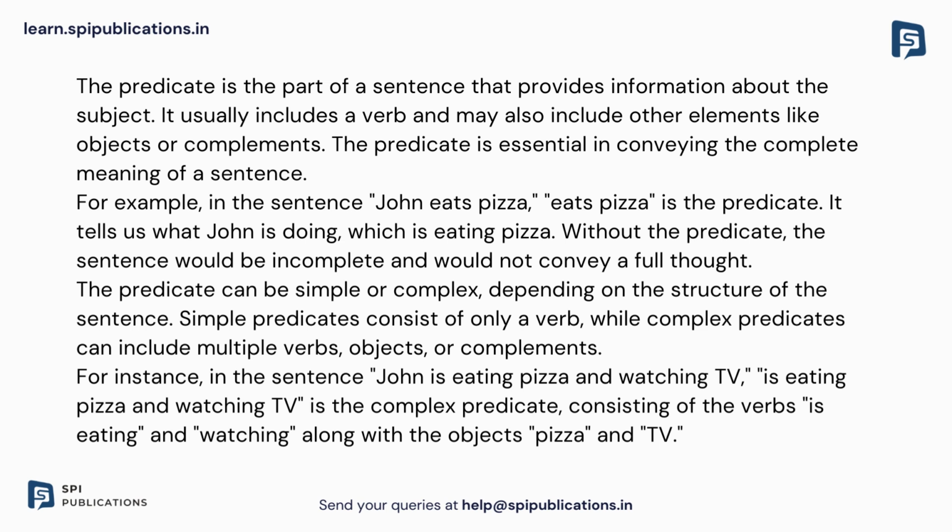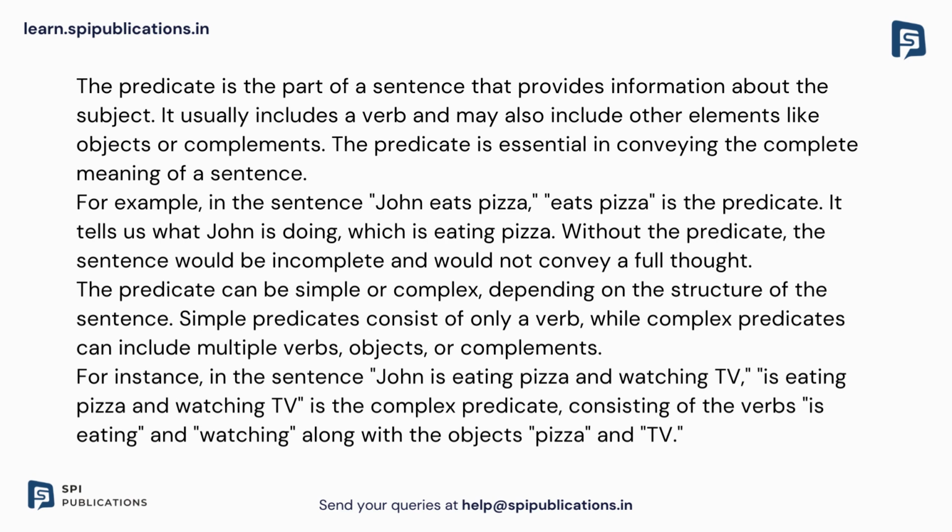It usually includes a verb and may also include other elements like objects or complements. The predicate is essential in conveying the complete meaning of a sentence. For example, in the sentence, "John eats pizza," "eats pizza" is the predicate. It tells us what John is doing, which is eating pizza. Without the predicate, the sentence would be incomplete and would not convey a full thought.